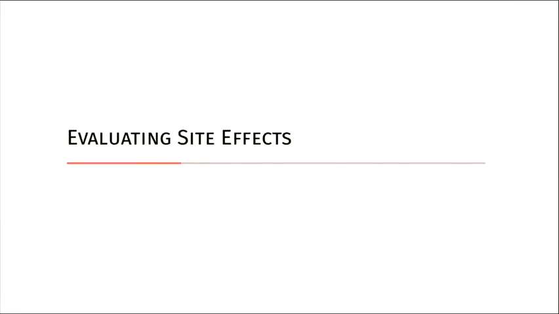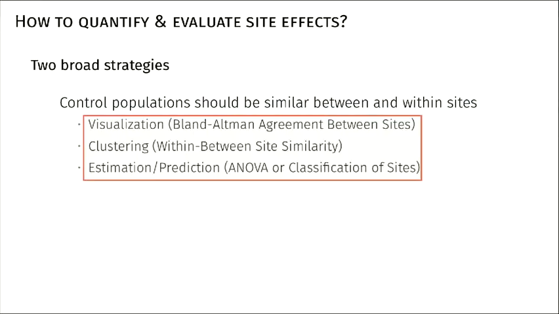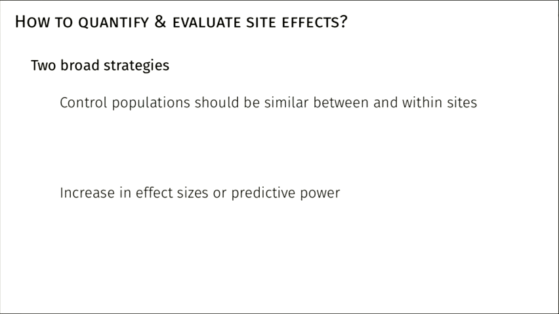So first, evaluating site effects. Okay. So there are two broad strategies. One class of techniques is all about quantifying the different types of variation. Basically, you want to reduce heterogeneity, and there's a bunch of techniques available to characterize how much unwanted, undesirable heterogeneity is in your data. And that's one way of quantifying site effects.